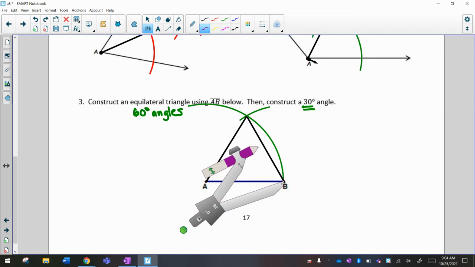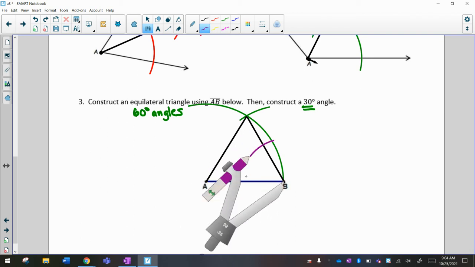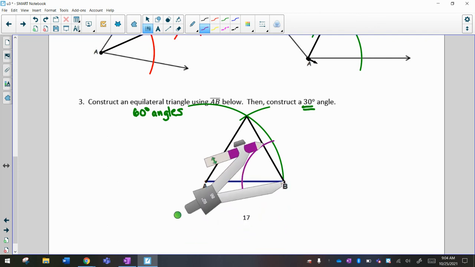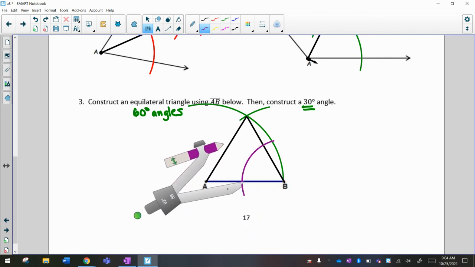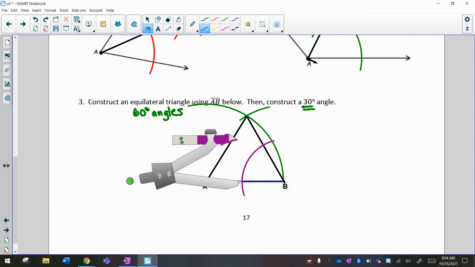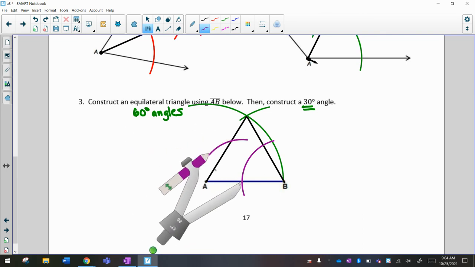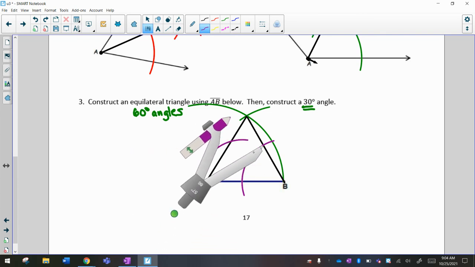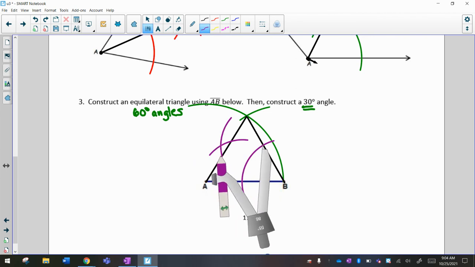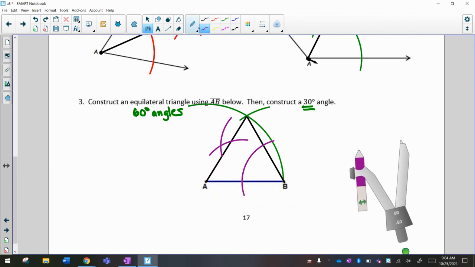I'm going to open the width of my compass comfortably, draw an arc on angle B, move the pokey part to one intersection, draw an arc toward the middle, move my pokey part to the other intersection, draw another arc, and then bisect angle B.